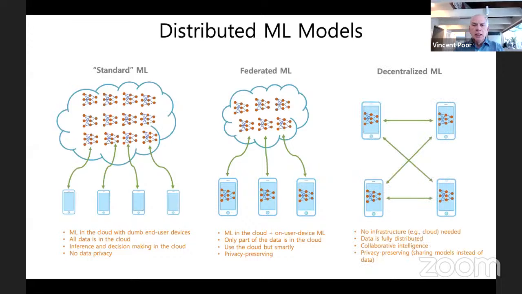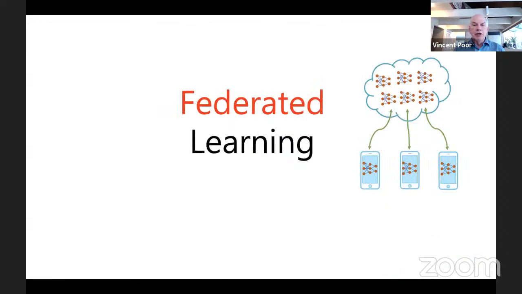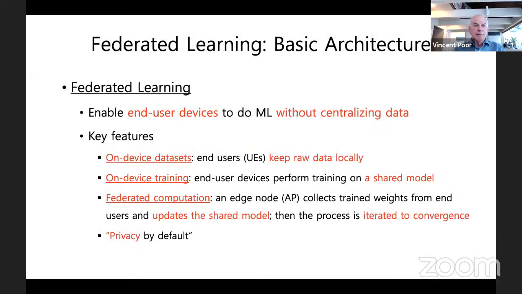And then finally, a decentralized machine learning model: there is no aggregator. We only have end user devices. Communication is peer-to-peer, and they may be learning a common model, but they're doing that by sharing model parameters or data locally in their communication range. So I'm going to talk about the latter two, federated learning and decentralized learning, in the context of wireless networks. So let's talk about federated learning first.